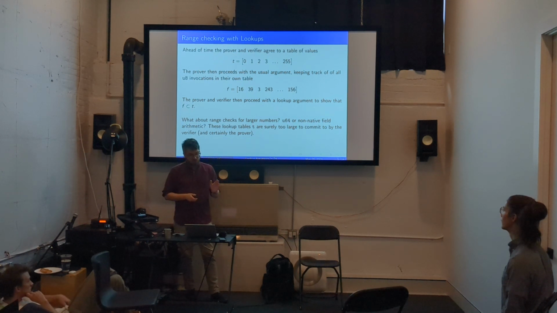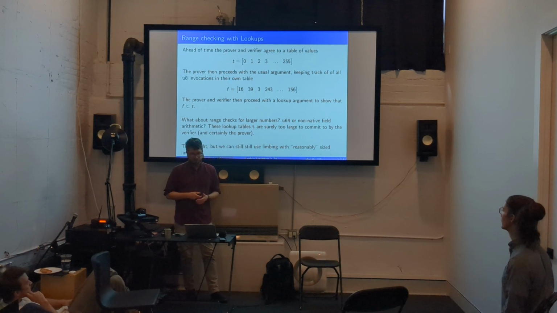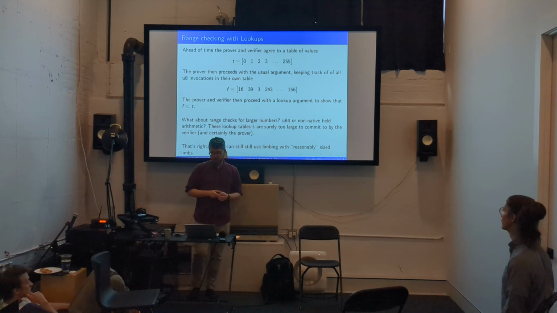Well, you can still do something similar. You can break values up into limbs of a reasonable size. So say, for example, limbs of size 2 to the 16 or 2 to the 32. 2 to the 32 is maybe on the limit of what computers can do nowadays. And then using those individual limbs, you can still do lookup arguments where you can ensure that the limbs are within these lookup values.